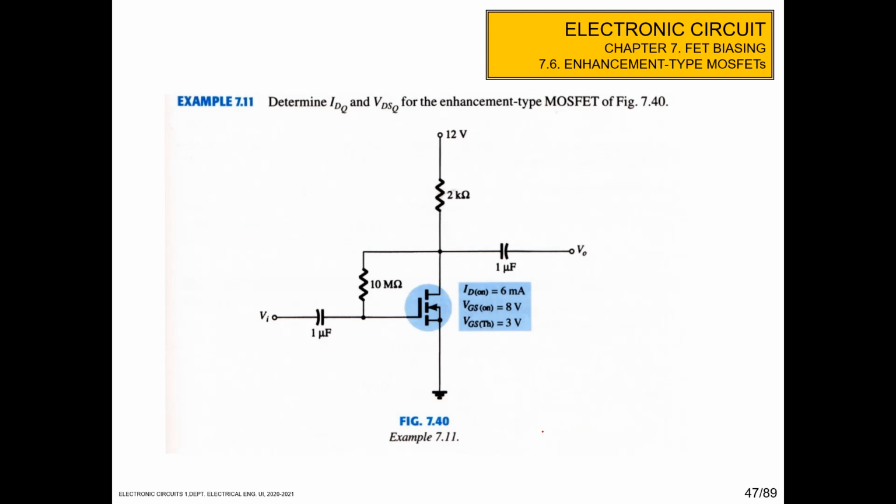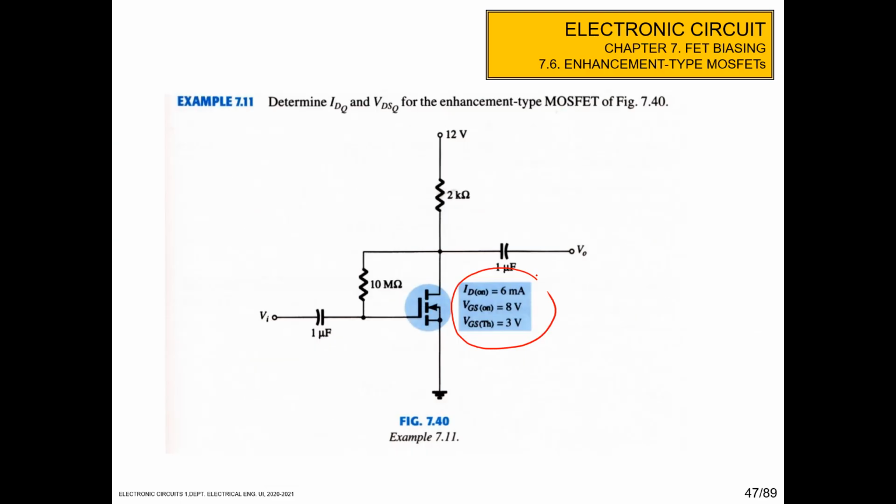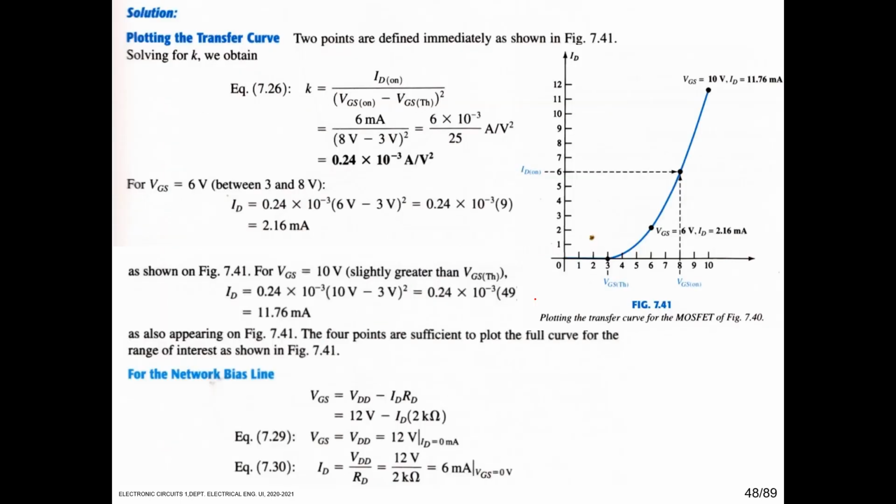Okay, so for example, determine the IDQ and VDSQ for enhancement type of MOSFET. We can see that this is the ID on, this characteristic of enhancement. ID on is 6 milliampere, VGS on is 8 volt, VGS threshold is 3 volt. The first one, we have to plot the device characteristic by using the K. K is ID on per (VGS on minus V threshold) squared. So ID on is 6 milliampere, VGS on is 8 volt and V threshold is 3 volt. So we got that K is 0.24 multiplied by 10 to the power of minus 3 ampere per volt squared.